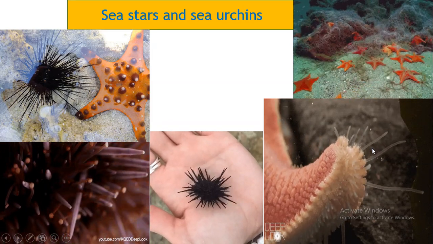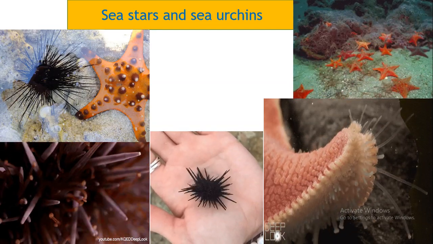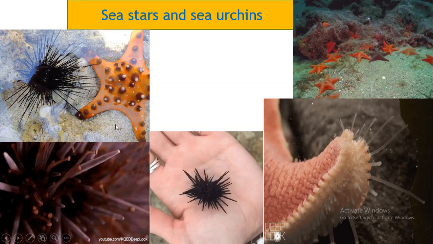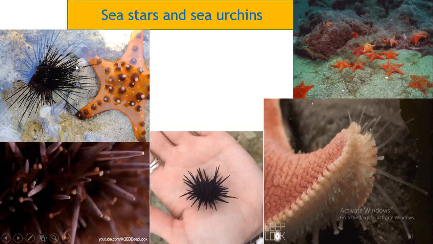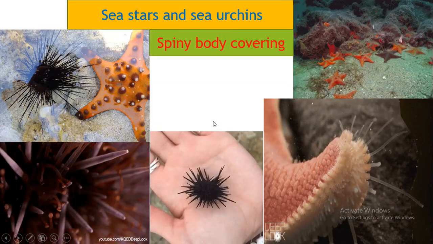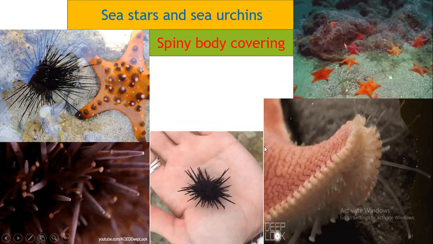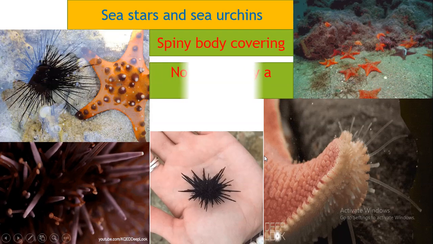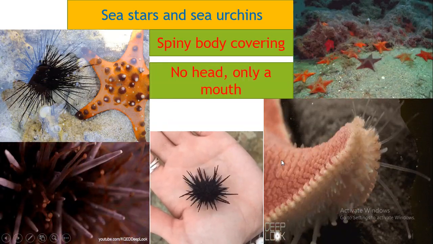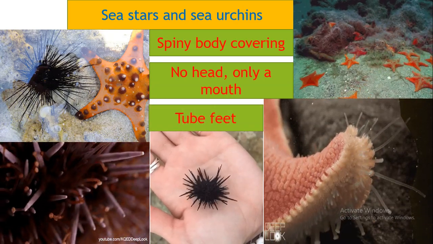Now, to their traits. Sea stars and sea urchins have spiny body covering, as you can notice. And they don't have a head, but they have a mouth. They move and capture food using tiny suction cups called tube feet.